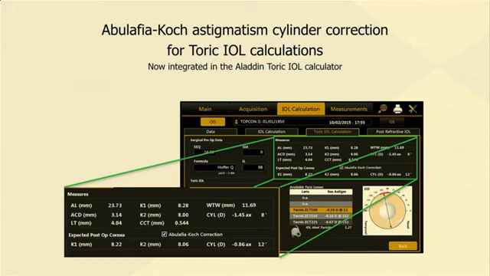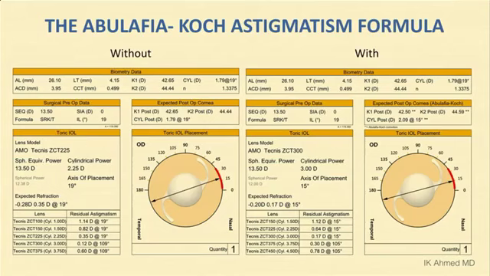And basically, if you click on the Abulafia Koch correction, you will get that incorporated into your printout, which is shown here. So here's an example of the toric IOL selection without the Abulafia Koch formula and with. And the difference you can see in terms of what's picked, a 225 for someone with against the rule versus 300 as expected. Correcting for posterior cylinder provides this.